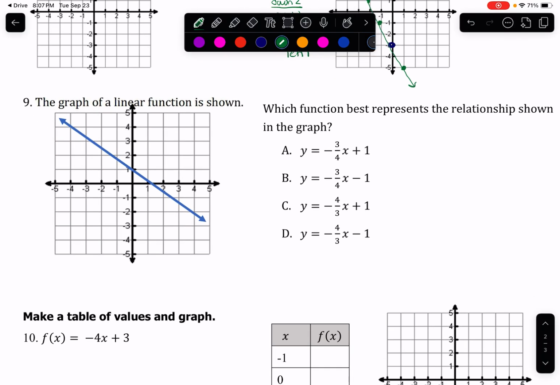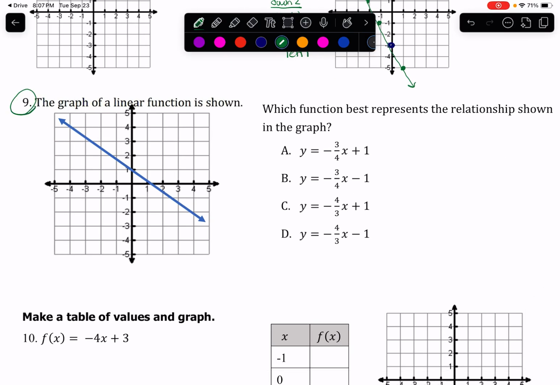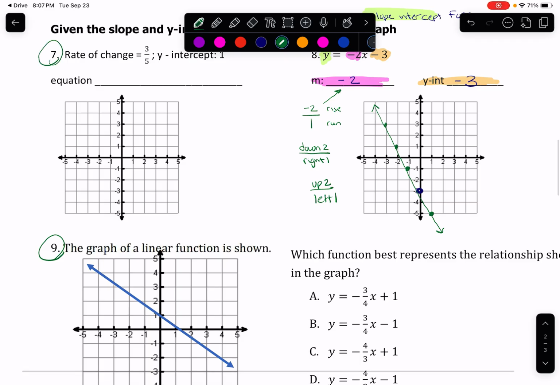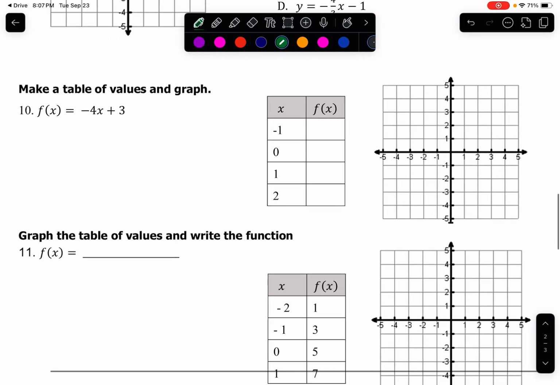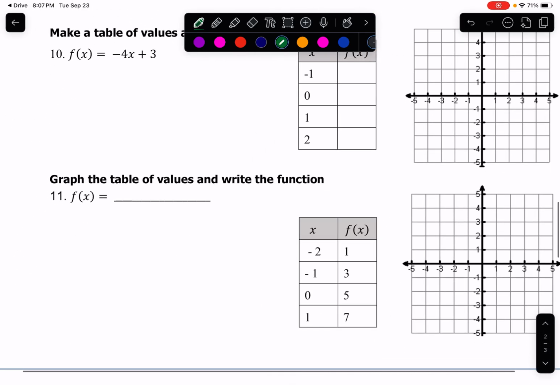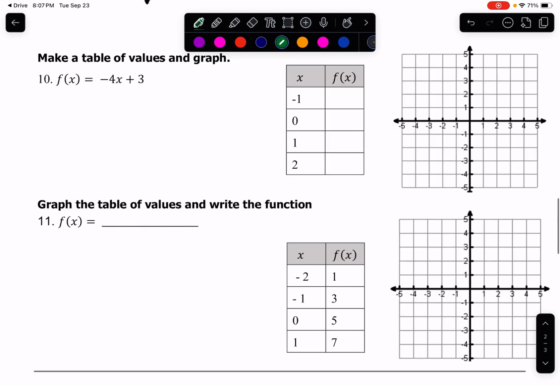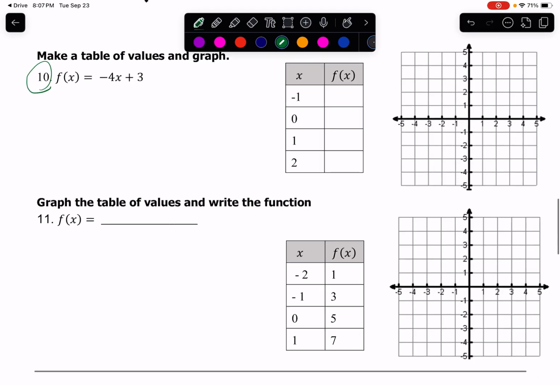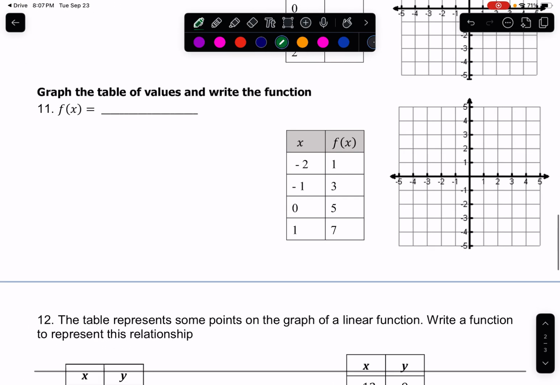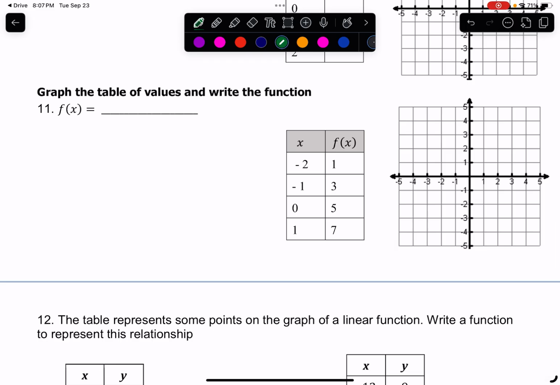I am going to leave number 9 for you guys to try. I'm going to leave number 7 for y'all to try. And I'm going to leave 10 for you to try. Let's look at number 11. Okay, it says graph the table of values and write the function. So let's go ahead and graph these.